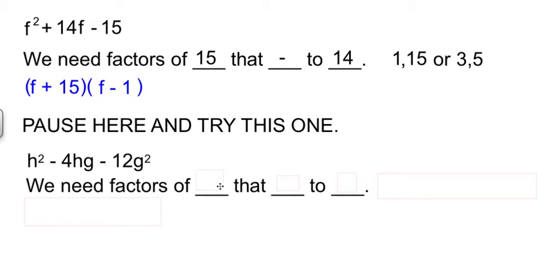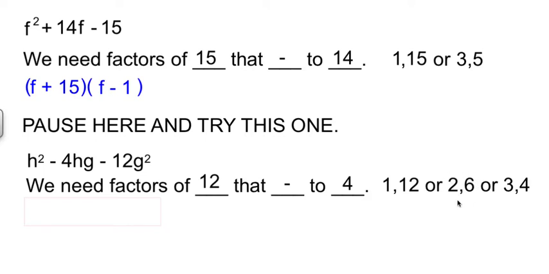So we're going to need factors of 12 that subtract to make 4. Well, that's 1 and 12, or 2 and 6, or 3 and 4. 2 and 6 are the ones that subtract to make 4. We want -4, so I need a -6 and a +2. H squared tells me to put h and h. The g squared tells me to put g and g in the back with the numbers 2 and 6. Okay.